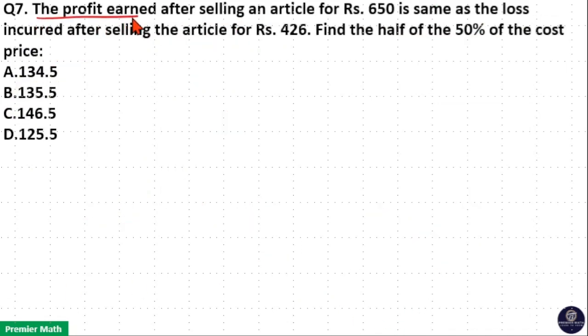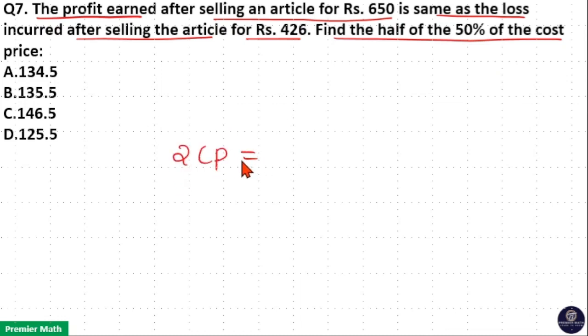The profit earned after selling an article for rupees 650 is the same as the loss incurred after selling the article for rupees 426. Find half of the 50% of the cost price. From the question it is clear that double the cost price is the same as the total of the selling prices, that is 650 plus 426, which is equal to 1076. Because here profit is the same as the loss.